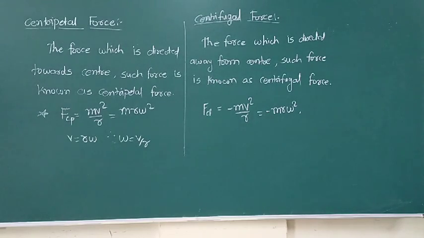The force which is directed towards center is known as centripetal force, and the force which is directed away from the center is known as centrifugal force. The formula for centripetal force is mv square upon r, and the formula for centrifugal force is minus mv square upon r.